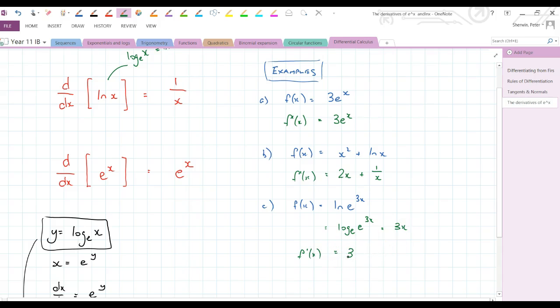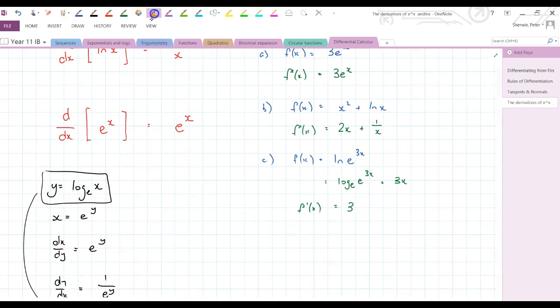A couple of straightforward examples, and I'm looking forward to seeing how you go with exercise 7H, which starts on page 209. It's not a long exercise. We'll do all the questions there, so you can get started if you wish. Otherwise, we'll get going on that when I see you next.